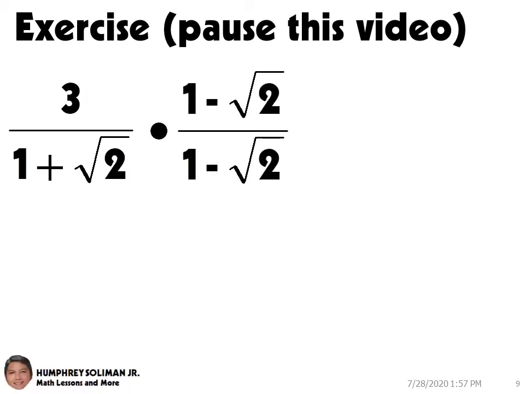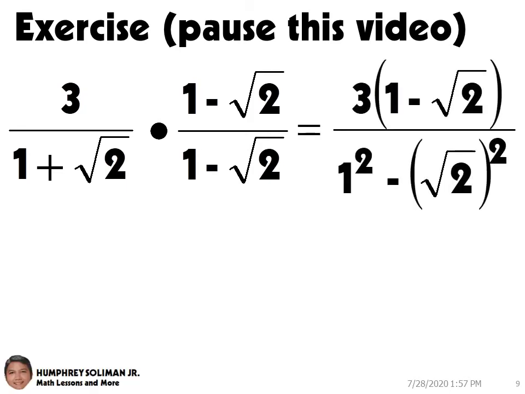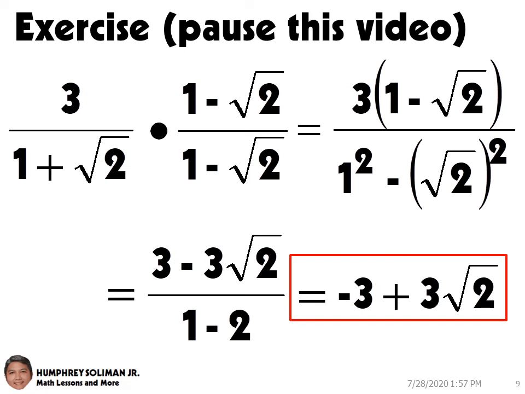Okay, we will multiply this with the rationalizing factor. The conjugate of the denominator is 1 minus square root of 2, on the numerator and denominator. We will multiply and then simplify, and it will give us the answer, negative 3 plus 3 square root of 2.